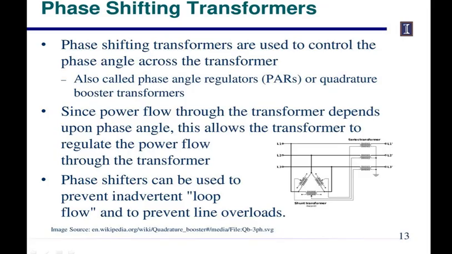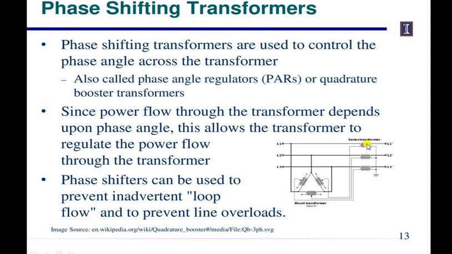The next special type of transformer used for controlling the voltage magnitude is the phase shifting transformer. These phase shifting transformers are used to control the phase angle across the transformer. They are also called phase angle regulators or quadrature booster transformers. Here we can see this figure. L1, L2 and L3 show the three transmission lines, and in these transmission lines we can add this particular phase shifting transformer here.